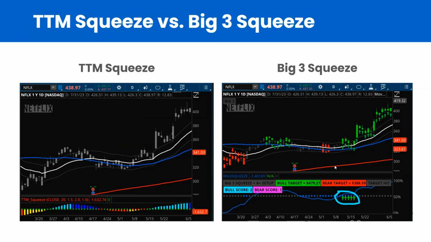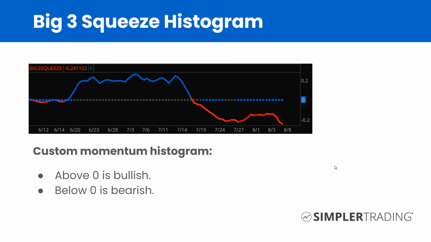And then a quick side-by-side comparison of the original squeeze and the big 3 squeeze. So the first thing here is the momentum histogram. If the histogram is blue and above the zero line, that means momentum is bullish. So the bulls have got the wind at their back. If momentum is below the zero line in red, that means momentum is bearish.